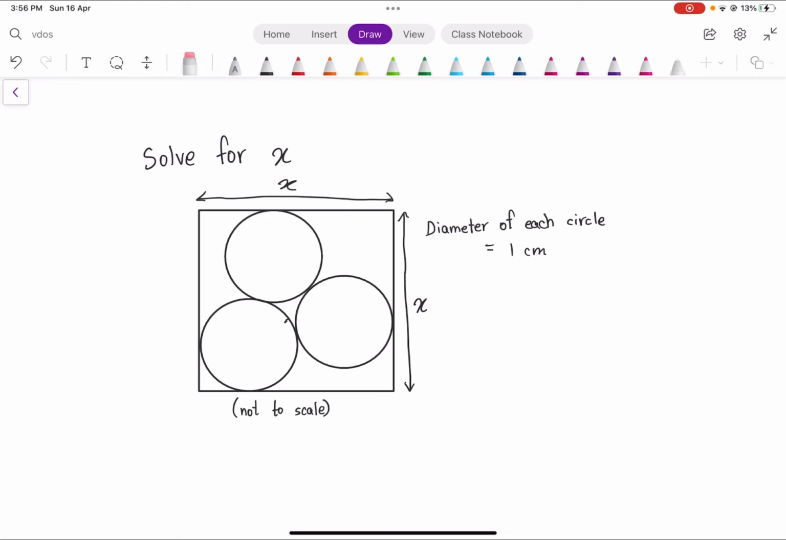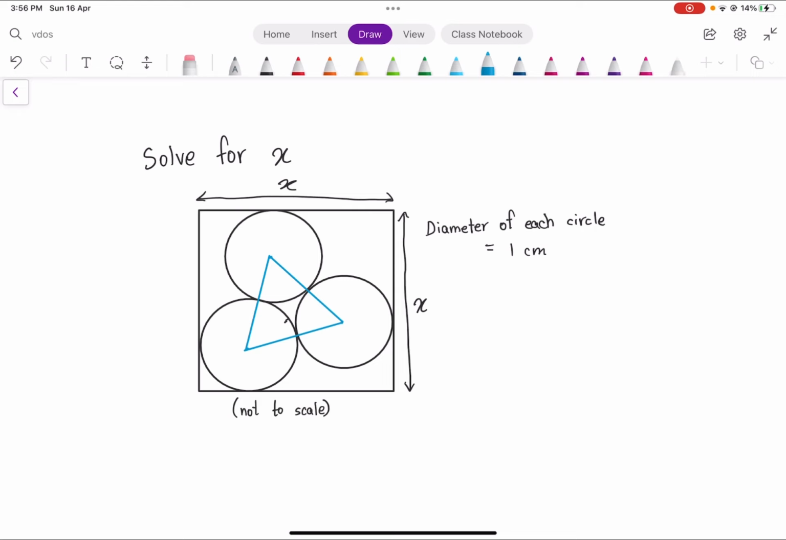First of all, let's find the center of each circle. We'll draw that in, so it looks like that. Now we're going to connect each circle with a line. Now that we've connected it, it forms a triangle. Now this triangle is equilateral.